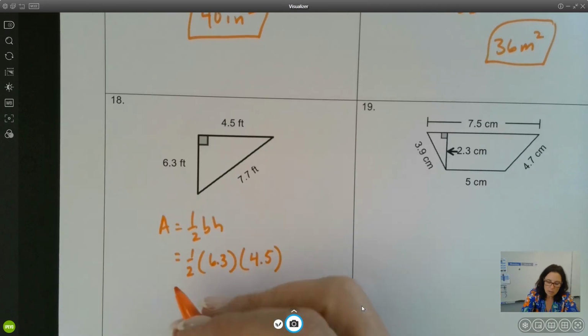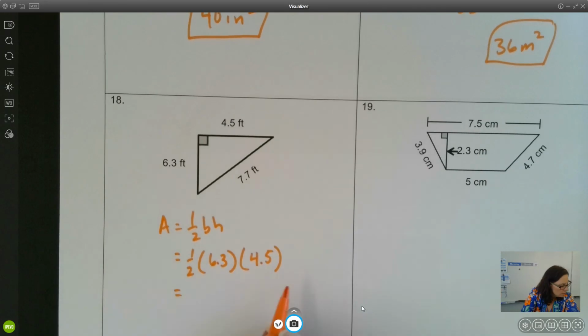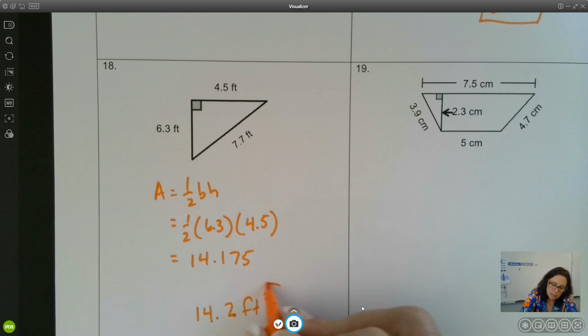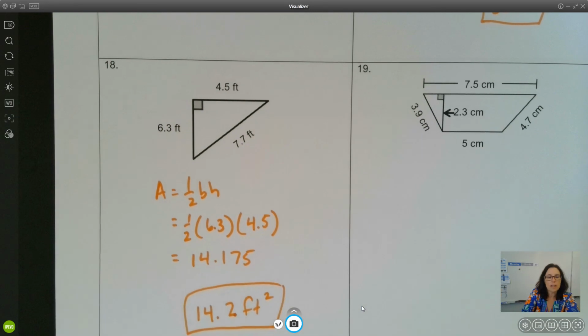It's the same thing. Now, using a calculator, it was 14.175. I did that prior here. Now it said round to the nearest tenth where applicable. So we're going to have 14.2 feet squared as our answer.